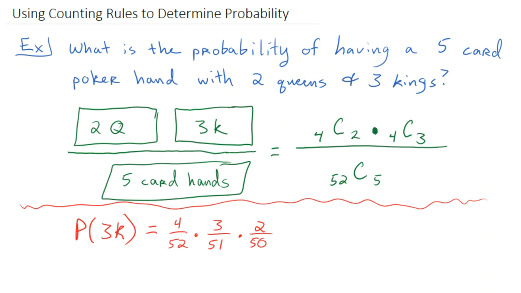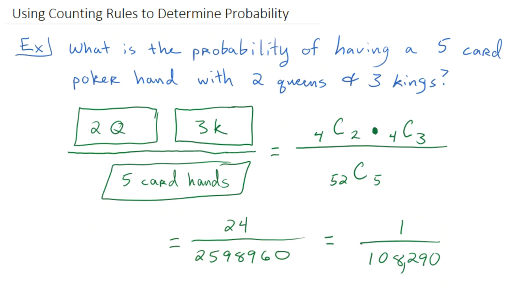All right, I'll do another example. Oh wait, I should calculate this out, even though the actual number isn't as interesting to me as the construction, but I'll give you the result. All right, so that calculates out to 24 over 2,598,960, which reduces to 1 over 108,290. And basically that means it's not very likely. All right, now let's look at another example.